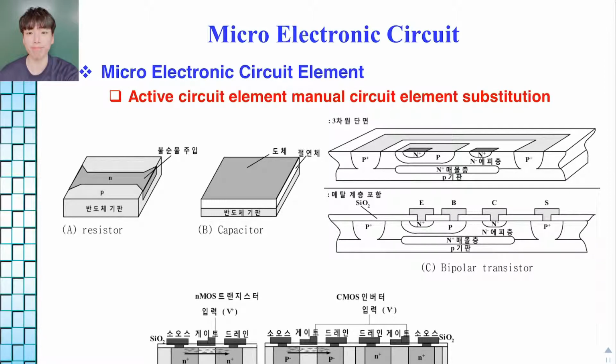Microelectronic circuit has two types of circuit. First is active circuit and second is passive circuit. This is BJT, and this is field effect transistor, and we usually use FET. And in passive circuit, there are resistors and capacitors.